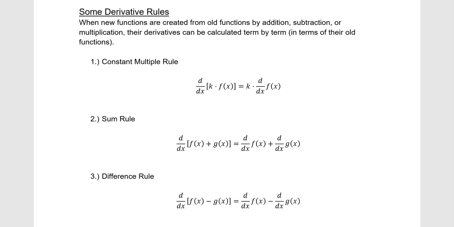So first one, the constant multiple rule. If we're taking the derivative of a constant times a function, you can essentially bring the constant out front and then do the derivative of the function separately and then multiply them afterwards.